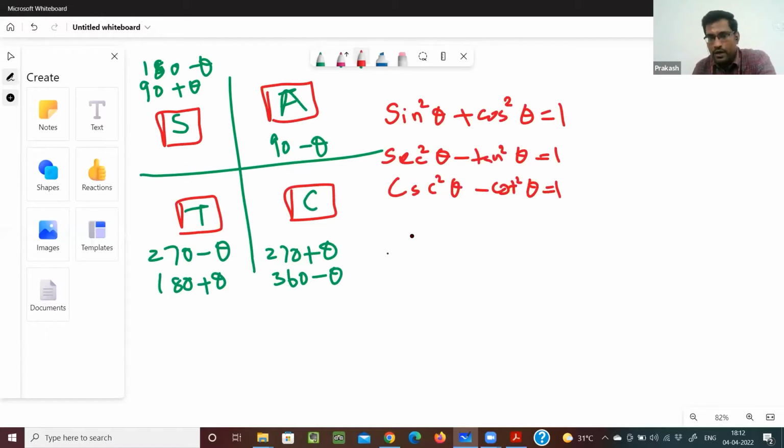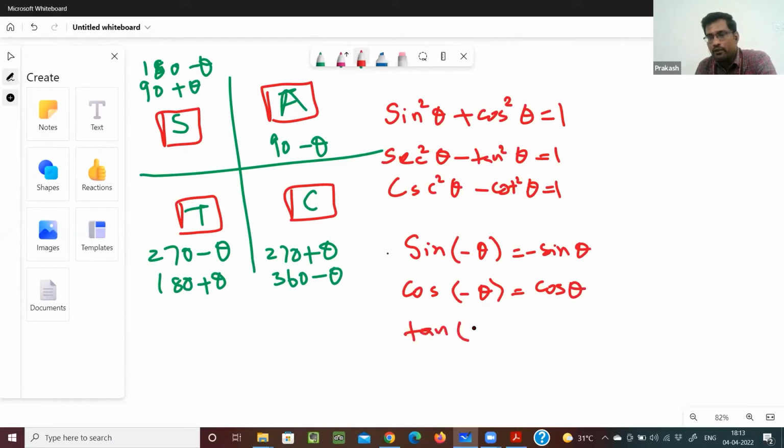So we know already sine of minus theta is minus sine theta. This is an odd function. Next one is cos of minus theta. This is cos theta. Cos theta is an even function. So similarly, we can write tan of minus theta is minus tan theta, right? Because we know tan theta is sine theta by cos theta.